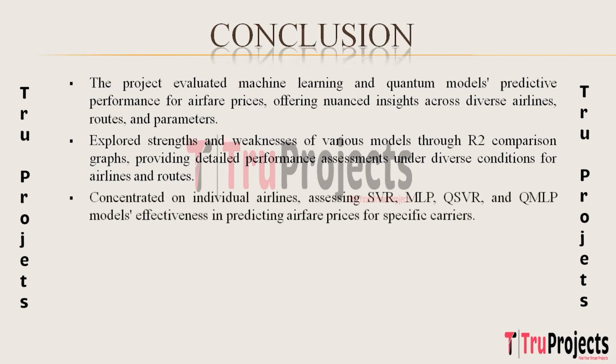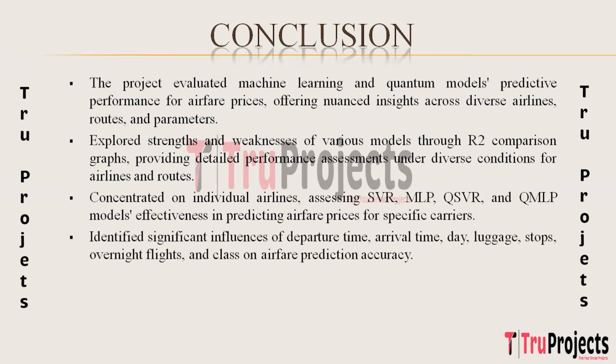The second experiment concentrated exclusively on individual airlines, employing 4 distinct models. The project explored how well support vector regression, multi-layer perceptron, quantum support vector regression, and quantum multi-layer perceptron performed in predicting airfare prices for specific carriers. Parameters such as departure time, arrival time, day of the week, day before proximity, etc. were found to significantly impact the accuracy of airfare predictions. Understanding these influences is crucial for refining models and enhancing prediction accuracy.